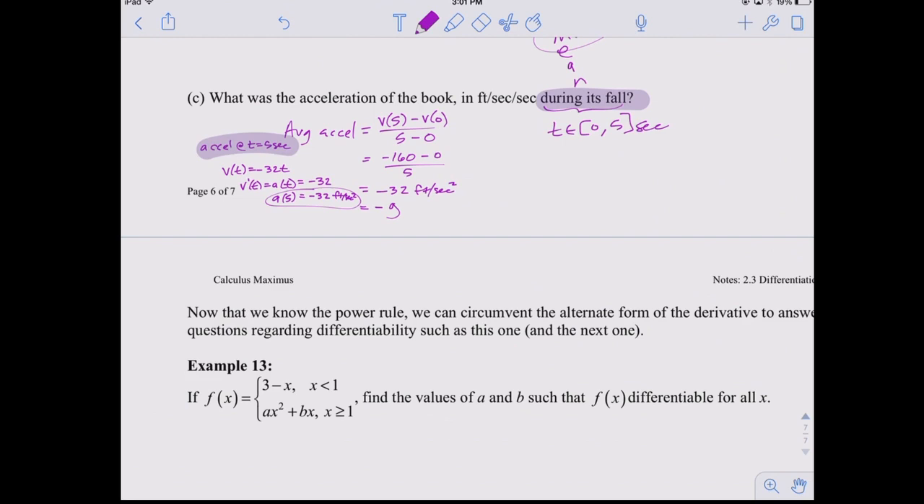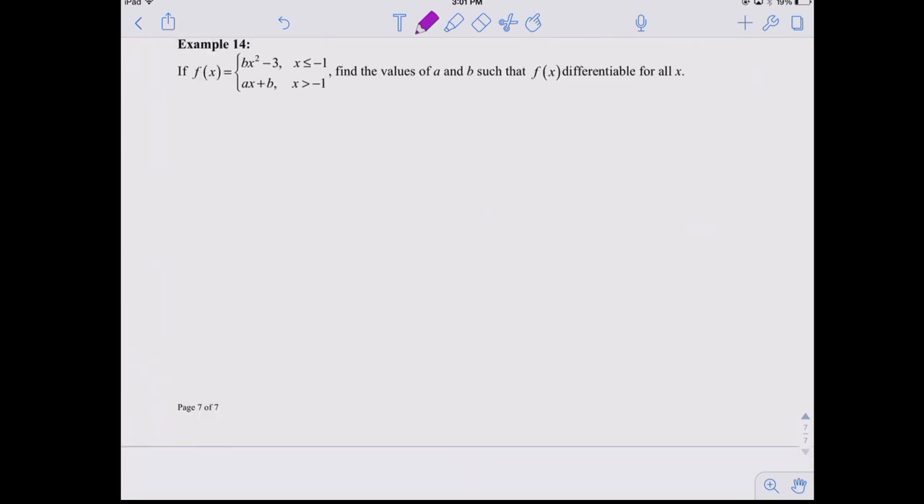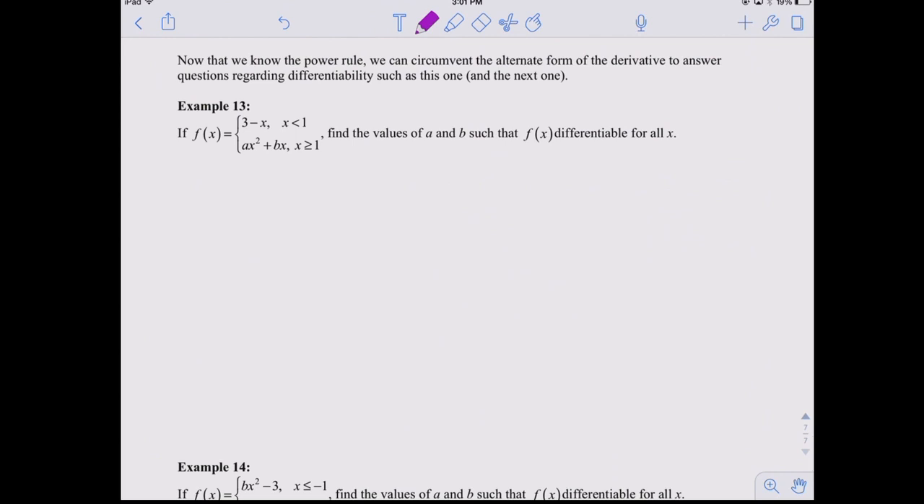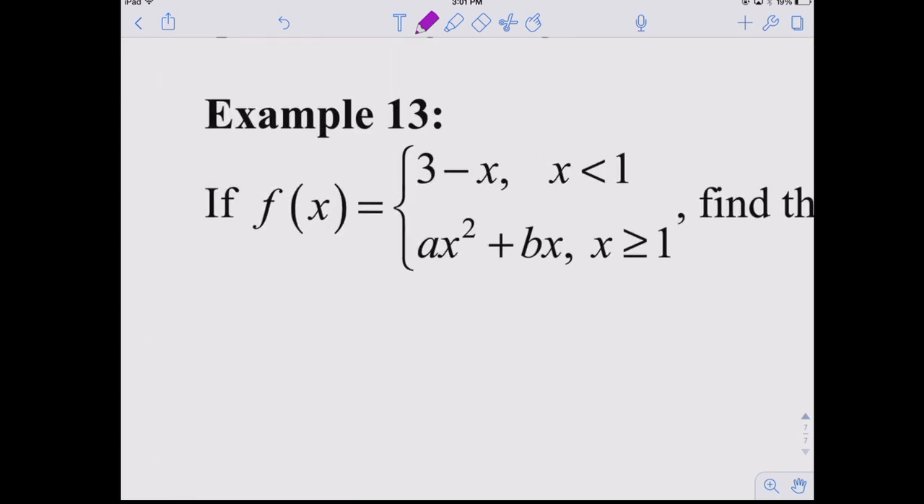All right. We're going to stop right there, actually, and tomorrow we're going to look at 13 and 14, and we're going to be done. 13 and 14 are going to show us how to force a piecewise function to be differentiable at a point, similar to what we did earlier when we forced it to be continuous at a point. And we're not going to use the alternate form. There's going to be a shortcut way to do it, and you're not going to want to miss it.